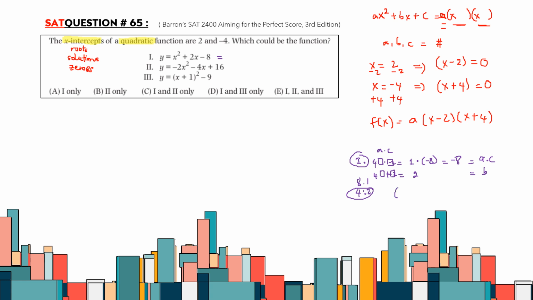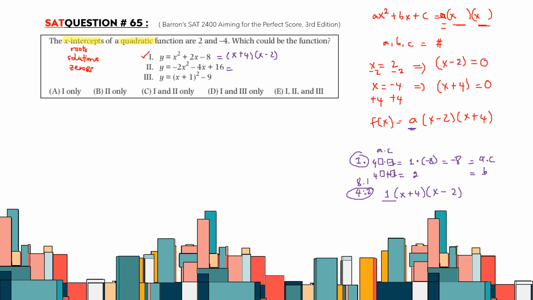So we can write this as x plus 4 times x minus 2. The a in front is nothing, which means 1. So number 1 has x-intercepts at -4 and 2. Check.